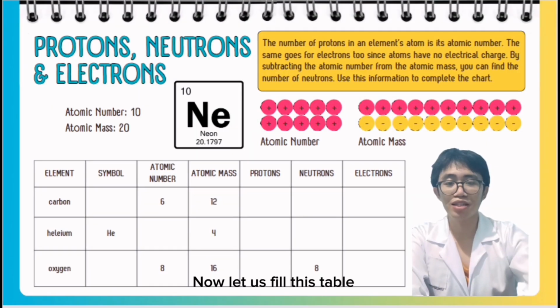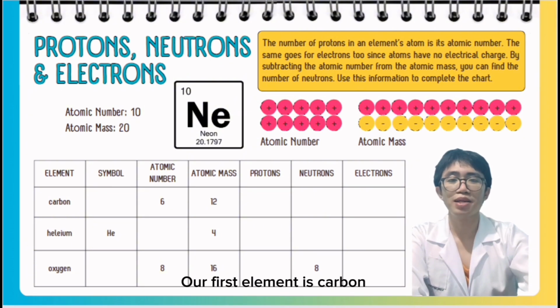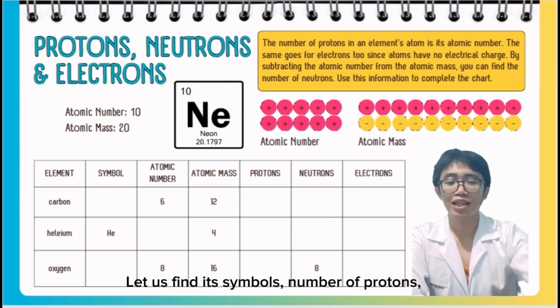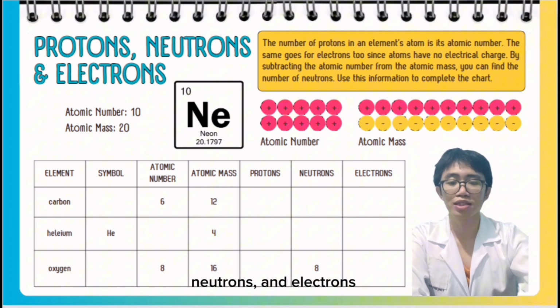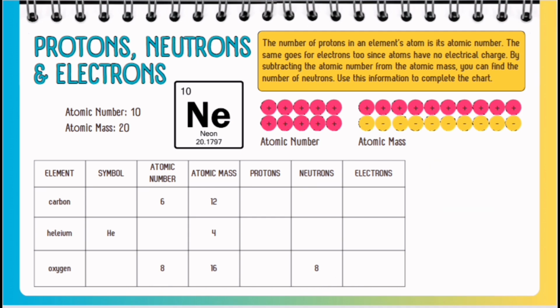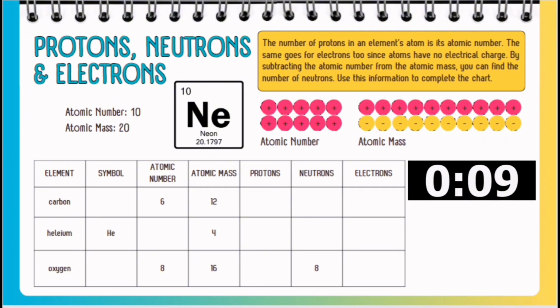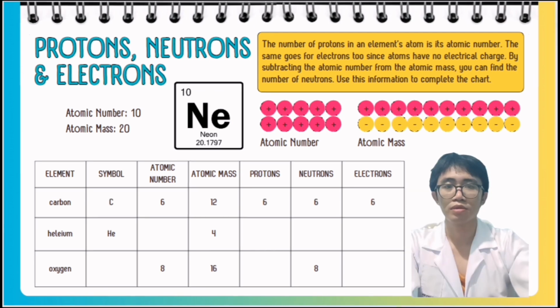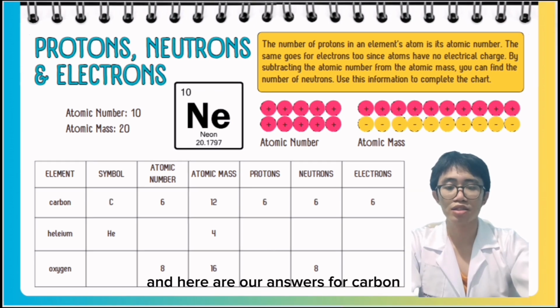Now, let us fill this table. Our first element is carbon. Let us find its symbol, number of protons, neutrons, and electrons. And here are our answers for carbon.